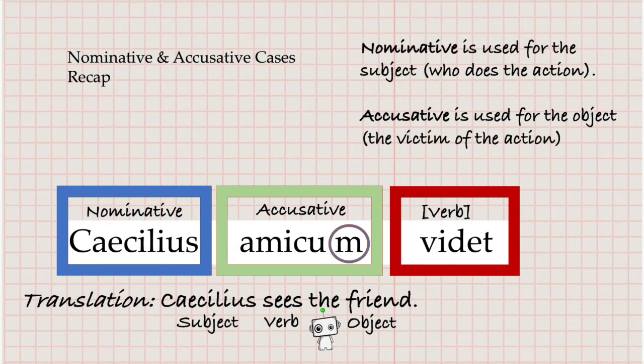The nominative case is used for the subject of the sentence, the person who does the action, and it is the normal form that you're used to seeing, so Caecilius. The accusative is used for the object of a sentence, the victim of the action, and that's the one that in the singular gains that magic M, so amicum. Caecilius sees the friend.